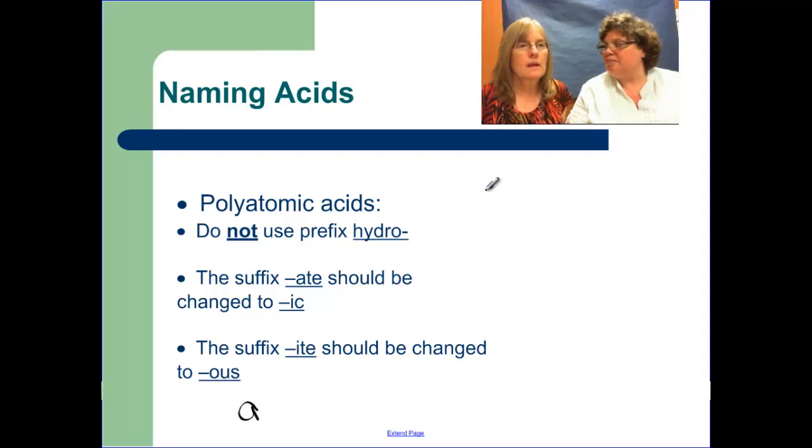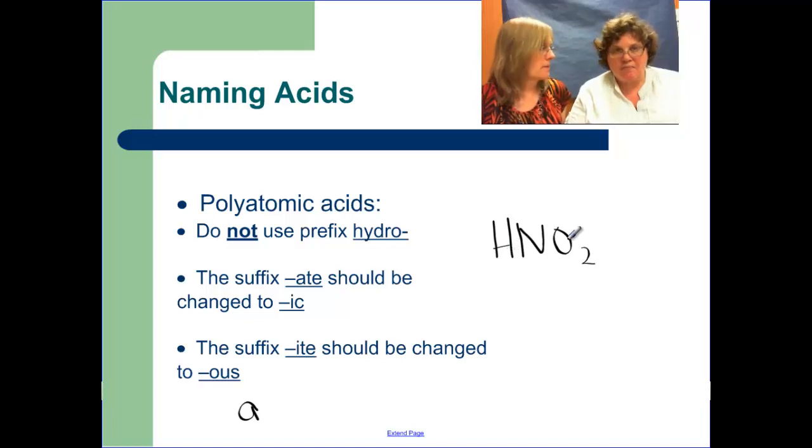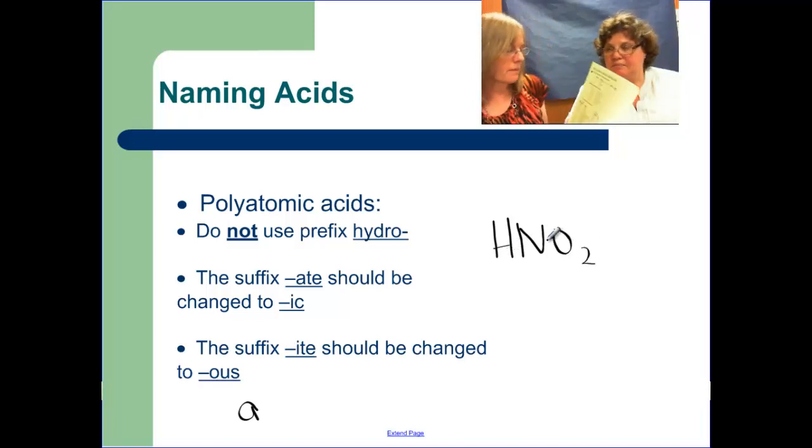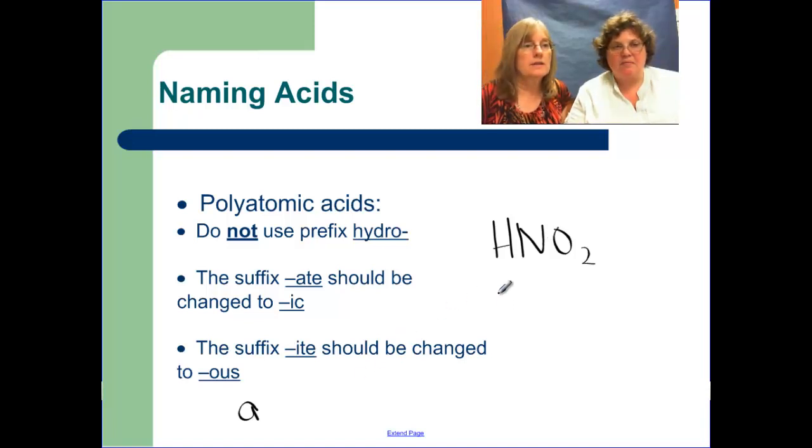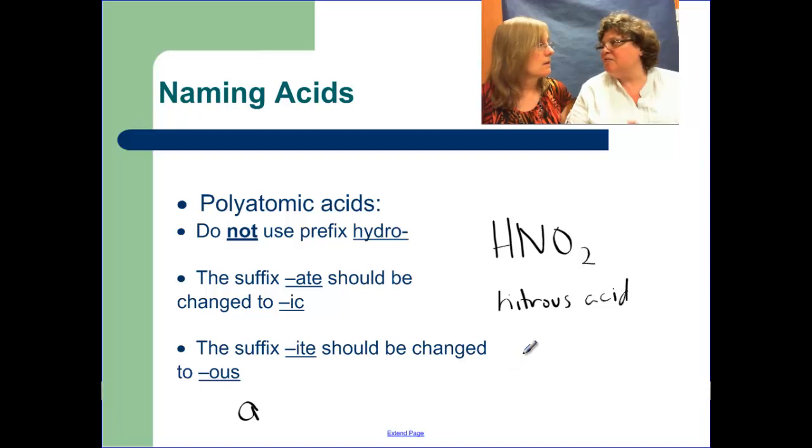Okay. So how about HNO2? We don't call it hydro because it's a polyatomic. NO2, we're going to look up on our sheet. We're going to see that NO2 is right here, and it's nitrite. So we're going to call this nitrous acid. I think what happens is the students see the H and they think hydro immediately for everything.